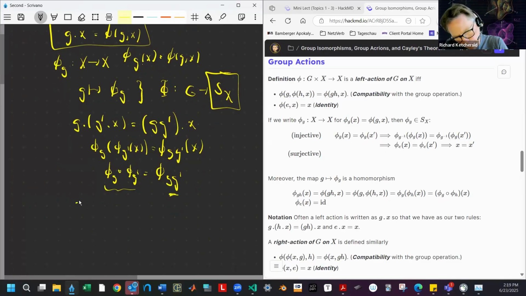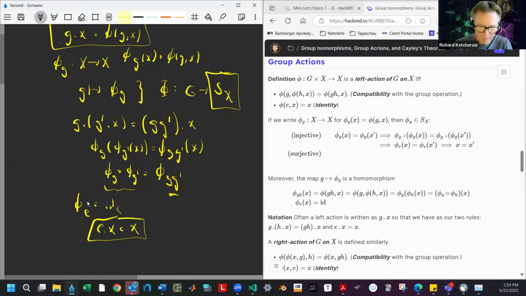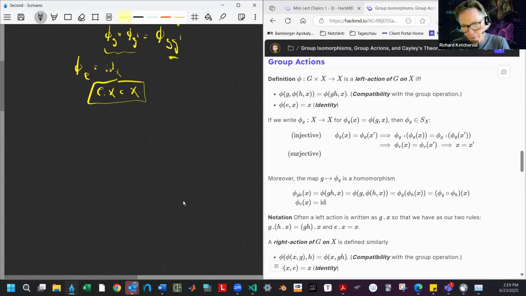The other axiom we need, and this is part of being a homomorphism, is that phi of e needs to be the identity map on X. So the way we write this is that e dot x, or e acting on x, and e may be 1 or 0, it depends on the group, is just x. That's the main bit of stuff here.